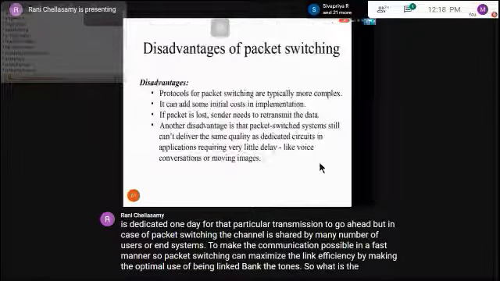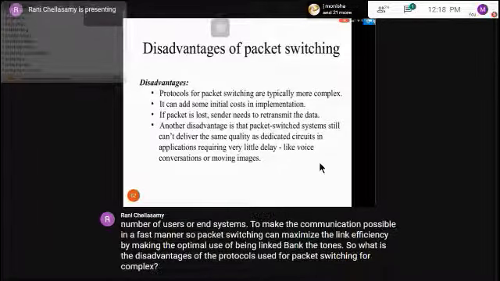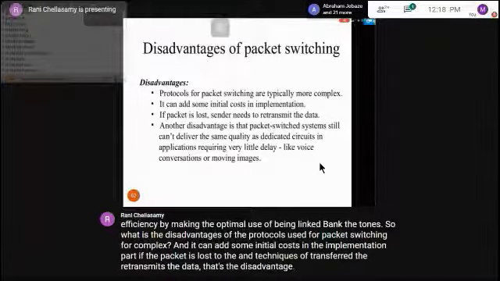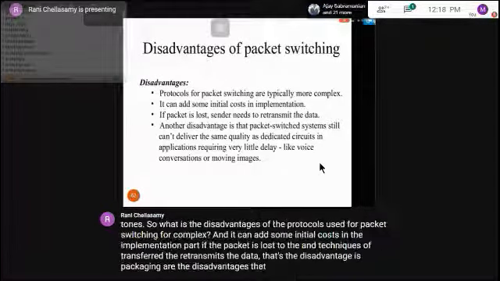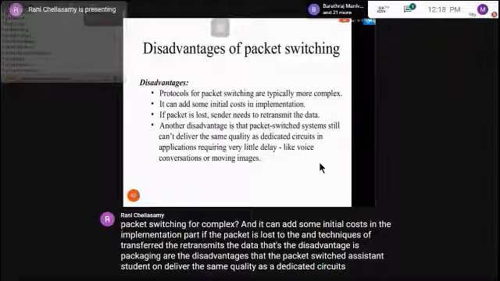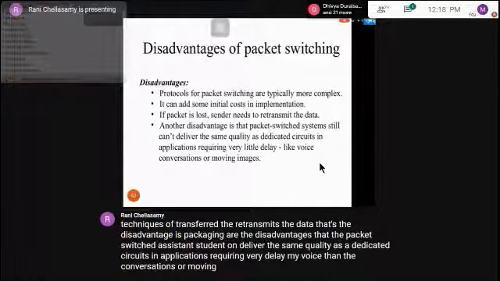So what are the disadvantages of packet switching? The protocols used for packet switching are very complex, and it can add some initial cost in the implementation part. If a packet is lost, the sender needs to retransmit the data. That's a disadvantage of packet switching. Another disadvantage is that the packet switched system still can't deliver the same quality as dedicated circuits in applications requiring very low delay, like voice conversations or moving images. So there's some delay. Okay. Quality will be affected.